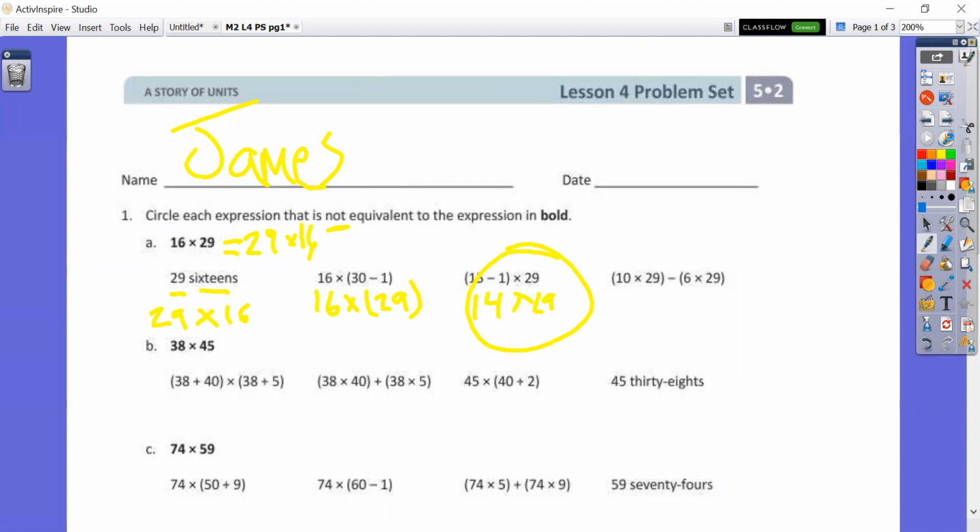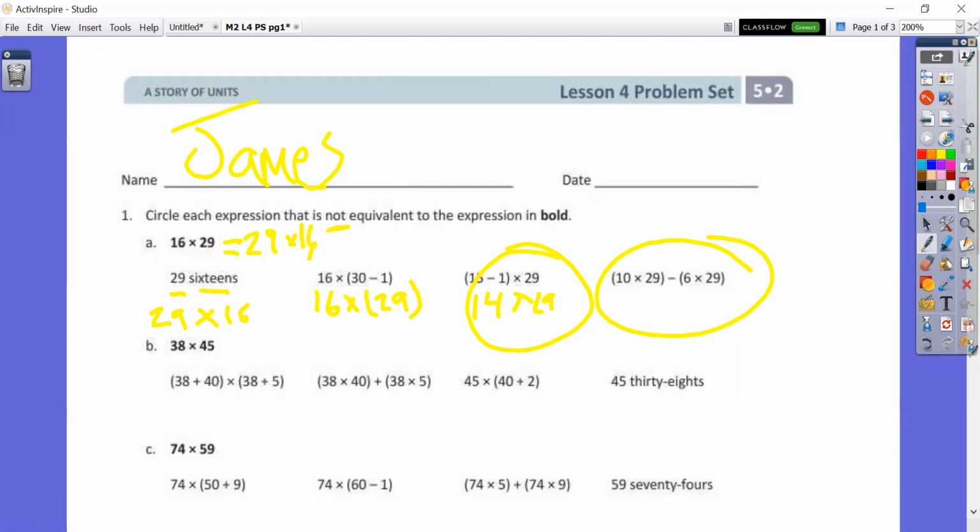10 times 29 minus 6 times 29. Now, this is a strategy that people use, is that they break apart the 16 into 10 plus 6. But you'd have to add those together for that one to be equivalent. So that is inaccurate. That is not equivalent.